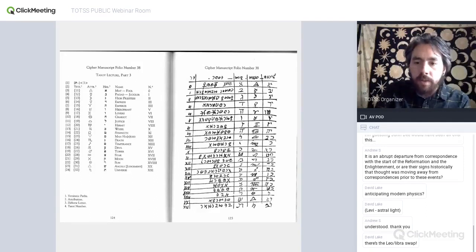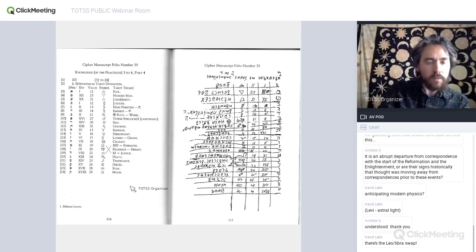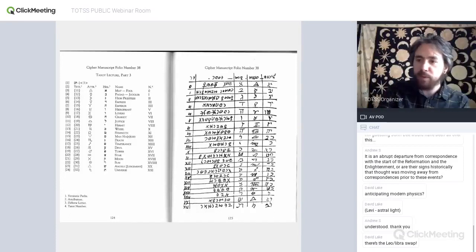Actually, let me jump back. I'm going to jump back to here, and we can talk a little bit about the switch that's happening here. Well, we might jump back and forth between the two. So again, here, this is alphabetical order. And you can see that the trumps are being attributed more or less in order to the letters. So it's starting with Aleph as the Fool.